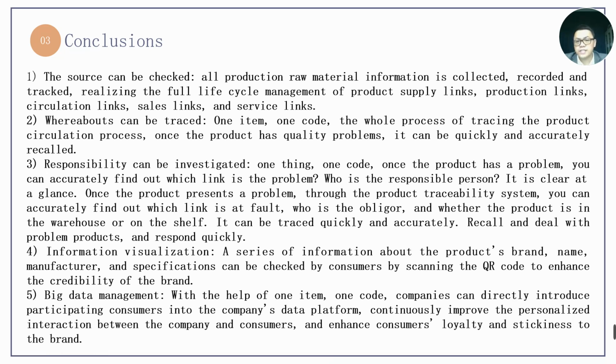Responsibility can be investigated. One thing, one code. When the product has a problem, you can accurately find out which link is the problem, who is the responsible person. It is clear and organized. Once the product presents a problem through the product traceability system, you can accurately find out which link is at fault, who is the obligor, and whether the product is in a warehouse or on the shelf. It can be tracked quickly and accurately, to recall and deal with problem products.